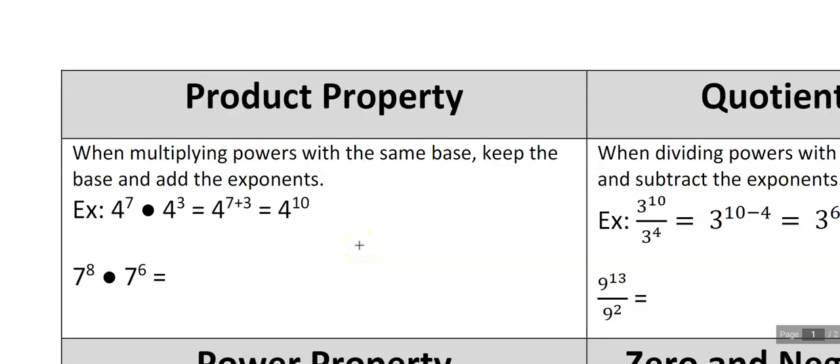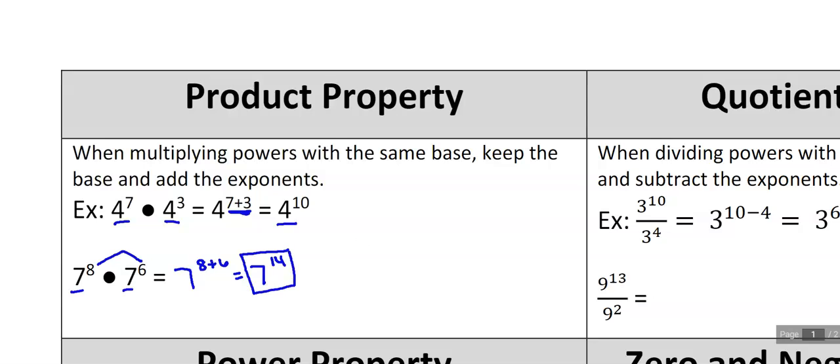So our first property is the product property, and it basically says that if we are multiplying two things with the same base, we're going to keep the base, and then we are going to add the exponents. So in this case, we added 7 plus 3 to get 10. On this one, our base is 7, so we're going to keep the 7. Then we add our two exponents, 8 plus 6, and we'll get 7 to the 14th as our final answer.